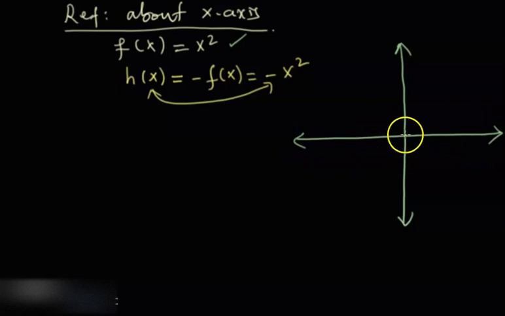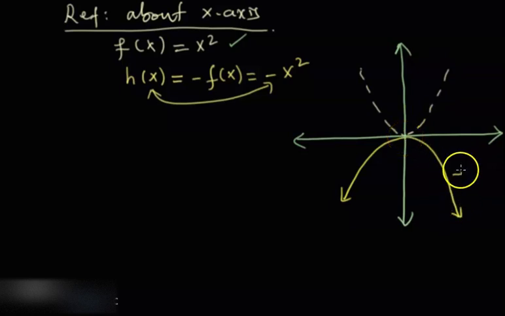So if you recall, the parent function was like this. Now we need to reflect this about the x-axis. So the reflected version about the x-axis, this part will be reflected like this, and this part will be reflected like this. So this is the graph of h of x equal to minus x square.